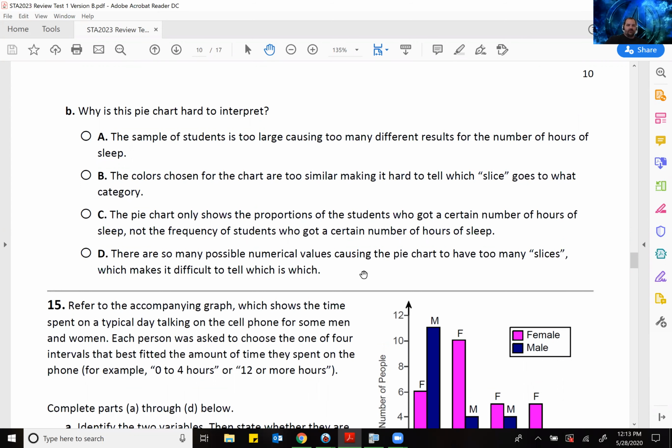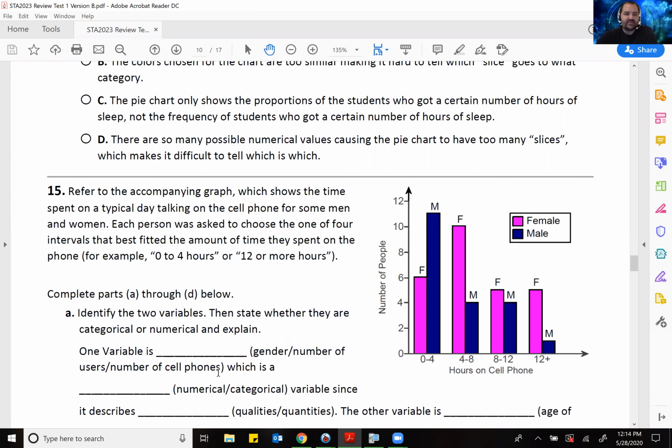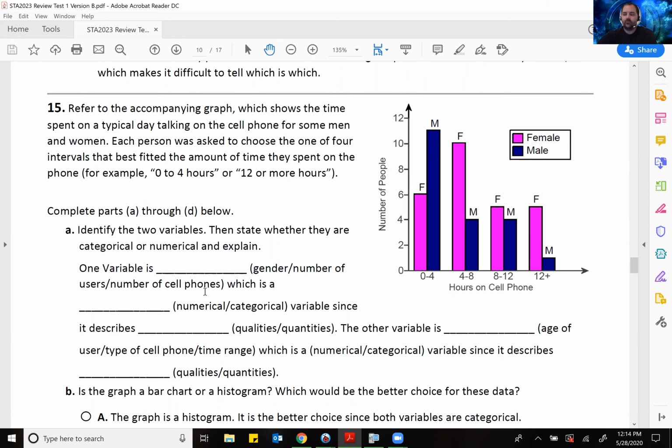All right, 15. So it says refer to the accompanying graph, which shows the time spent on a typical day talking on a cell phone for some men and women. Each person was asked to choose from one of 4 intervals that best fit the amount of time they spent on the phone. So part A, remember, this said that they had to choose from intervals. It says identify the 2 variables, then state whether they are categorical or numerical.